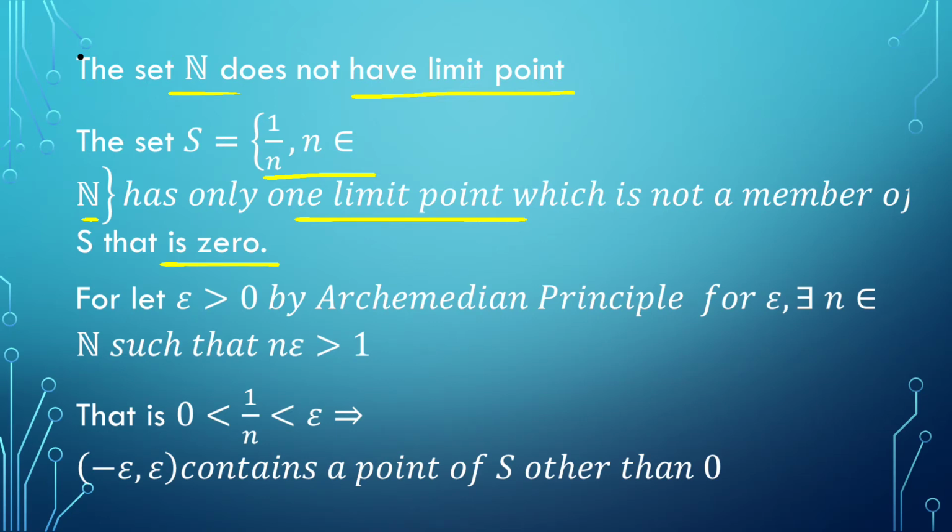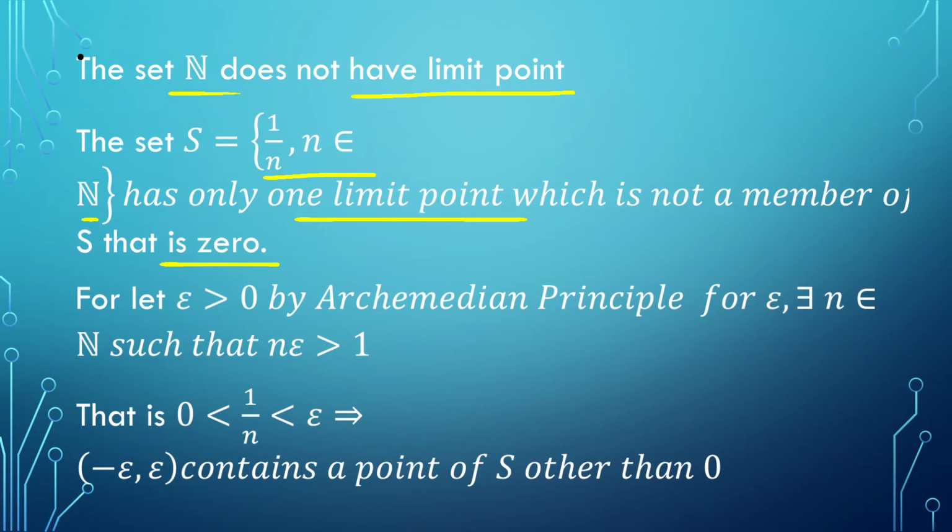If you look at this set here, as n becomes larger, it tends to 0. So the limit here is 0, and it is a limit point because it lies in the neighborhood of this set, but it is not really a member of S.